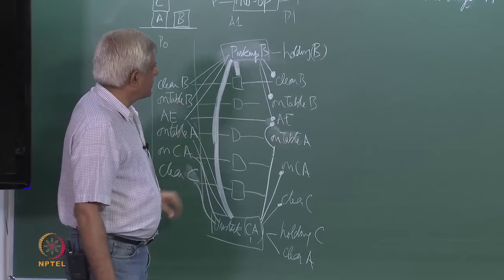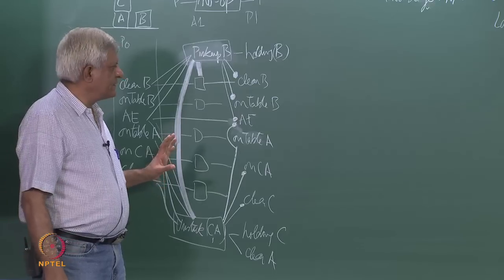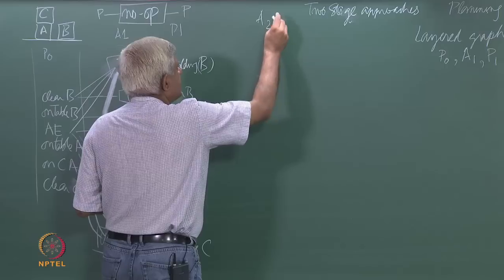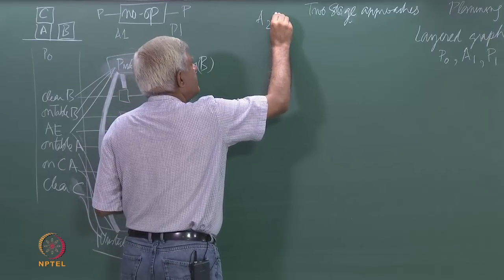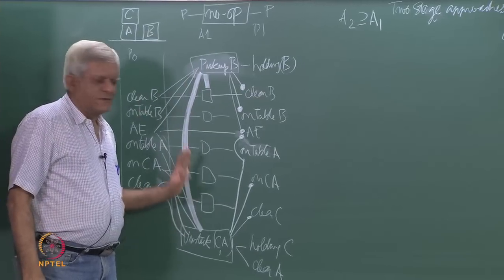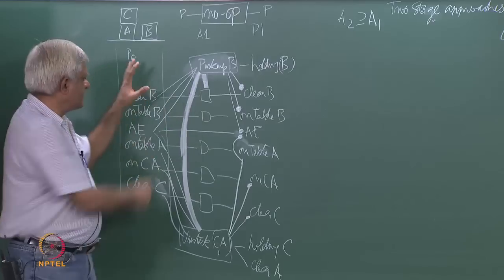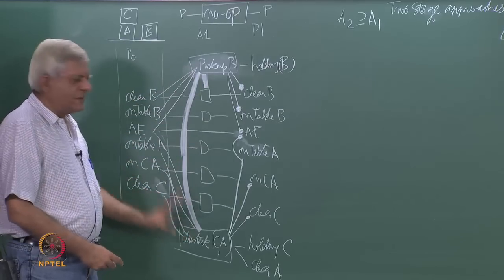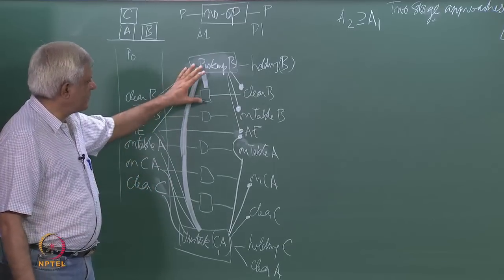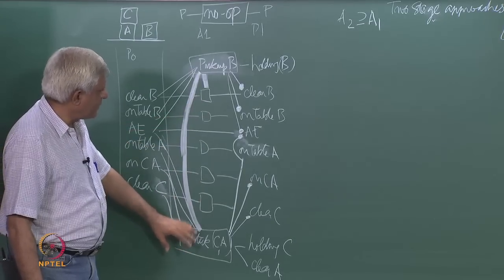So, let us try to construct this example from here. The first thing you will observe is that in this layer, A2 is a superset of A1. Everything which is there in A1 will always be there in A2. Why? Because we have these no op operations which are carrying forward everything which made these actions possible, and therefore they will be possible. So, apart from this pickup B, unstack C from A and so on.